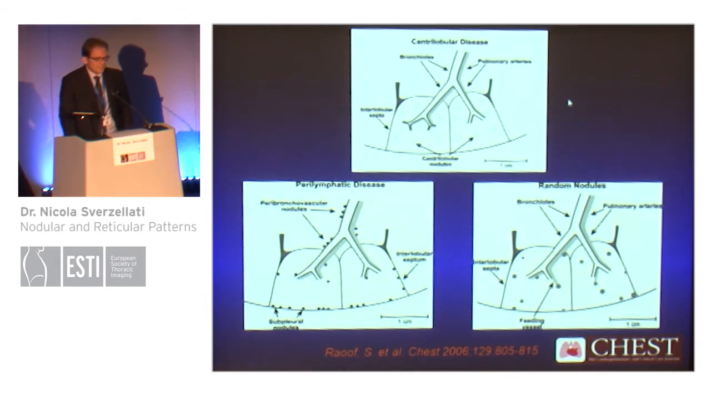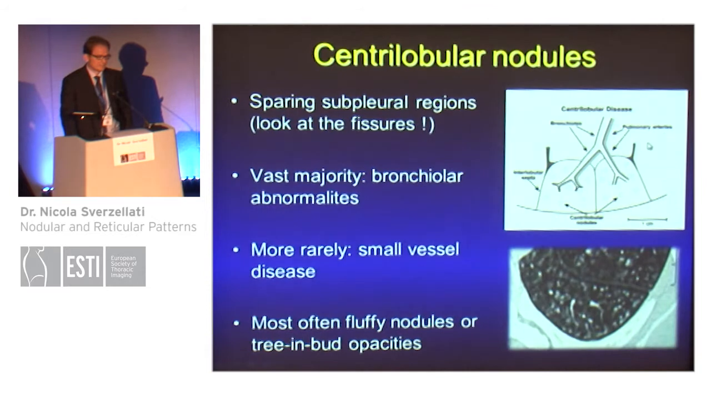These are the three key distribution patterns. Let's start with the first one, the centrilobular nodules. By definition, they spare the subpleural regions. They may be seen at the absolute periphery of the lung, but they do not touch the pleural surfaces. And importantly, they spare the lung fissures.